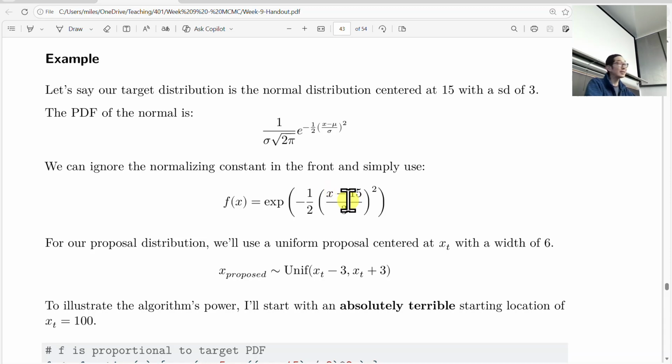Is something going on? I don't know. Okay. X minus 15 over 3.